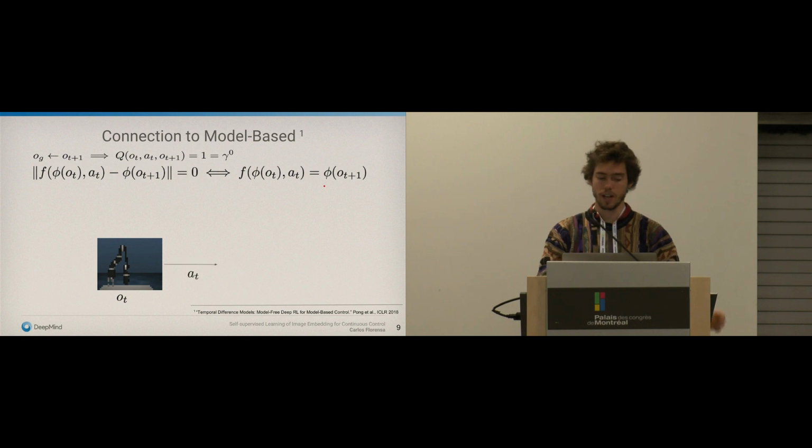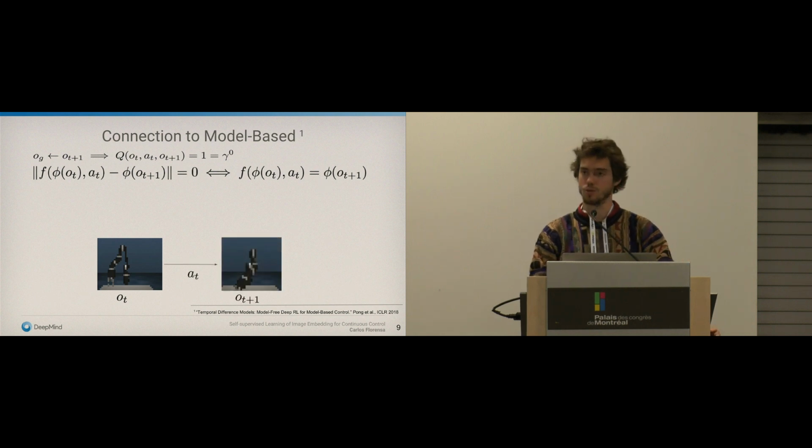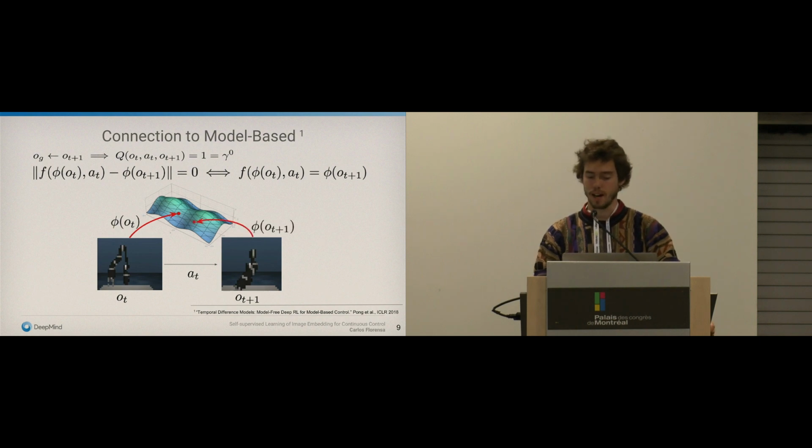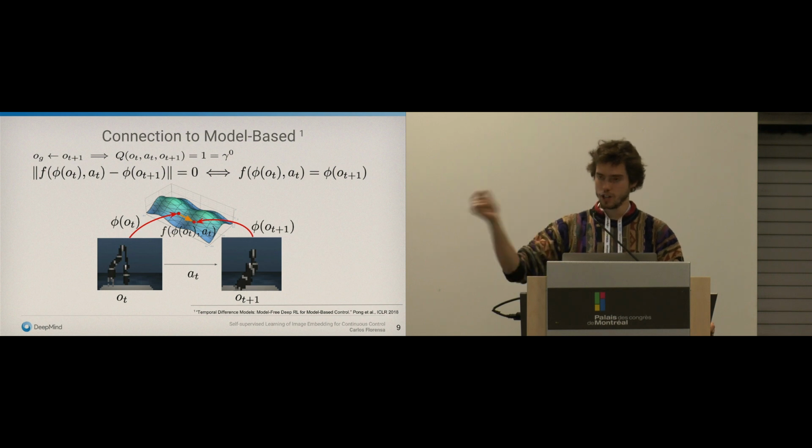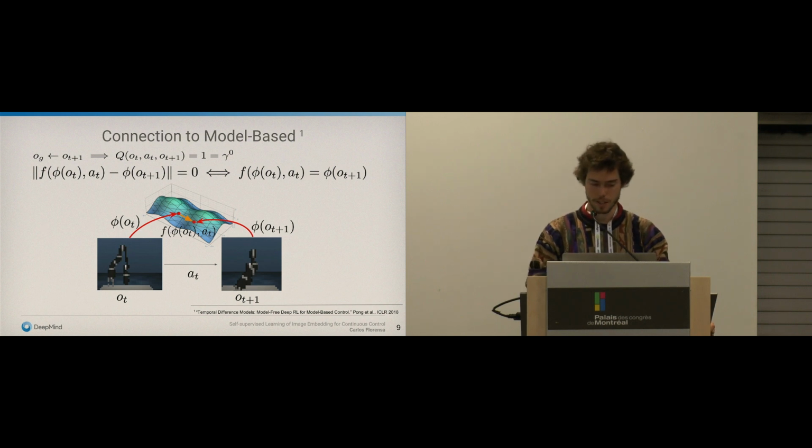To see this pictorially, we have this observation, and this action takes us to this next observation, and we plot here the embedded observations. We can see that when it takes the current action, this f just becomes a dynamics model in this latent space.